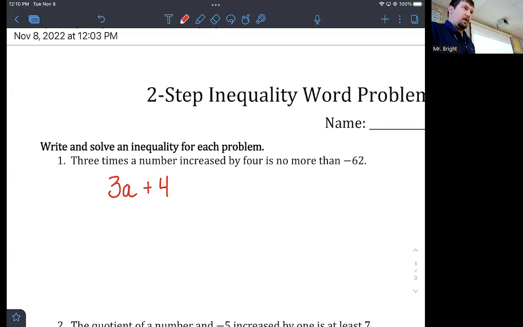And this can be the tricky part, because you did all that last chapter. It says is no more than negative 62. What inequality symbol should I use? Less than or equal to. That's right. So think, when it says it can't be any more than negative 62, that makes negative 62 the maximum. And if it can't be more than negative 62, it's going to have to be less than or equal, which is exactly what we have.